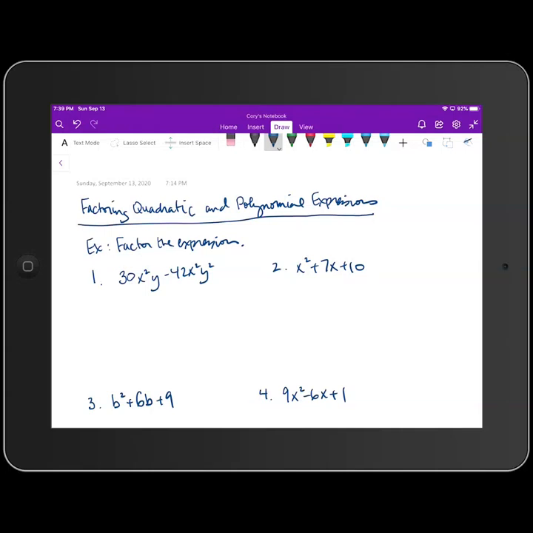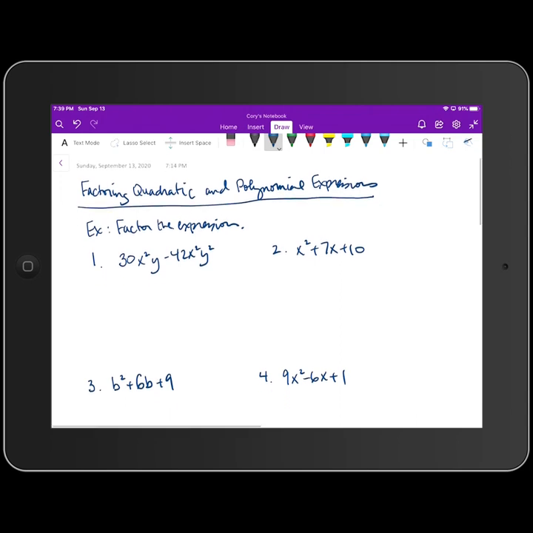Okay, so today's lesson is going to deal with factoring quadratic and polynomial expressions. And then we're also at the very end going to take a look at how we solve quadratic and polynomial equations. Once you get the factoring aspect down, the solving is not really much more that you have to do. So we're going to jump right into doing some examples.